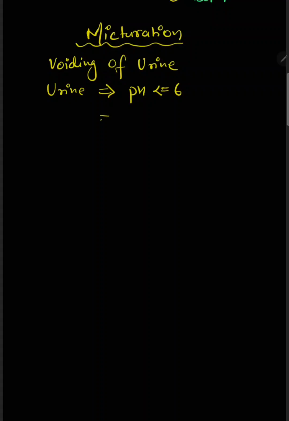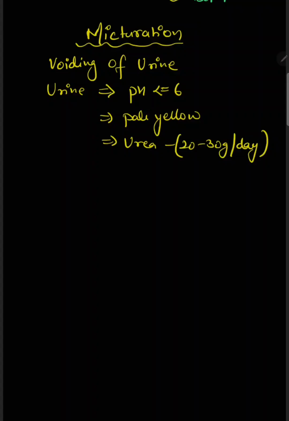Its color is pale yellow, okay, due to a certain pigment called urochrome. It contains urea, and about 20 to 30 gram of urea is eliminated per day in our body. Approx 1 to 1.5 liters of urine is excreted out of a normal human being from the body.